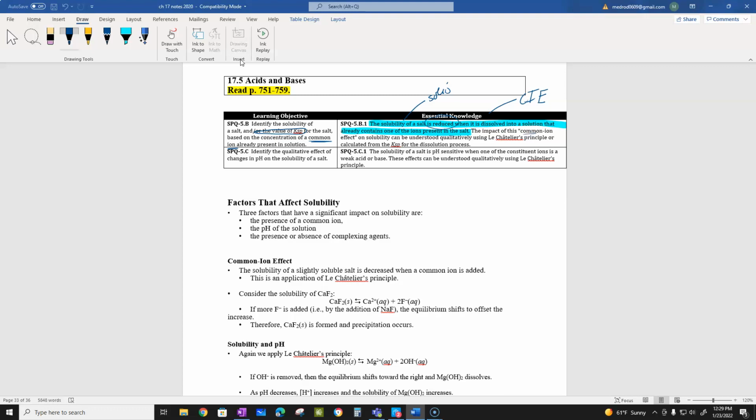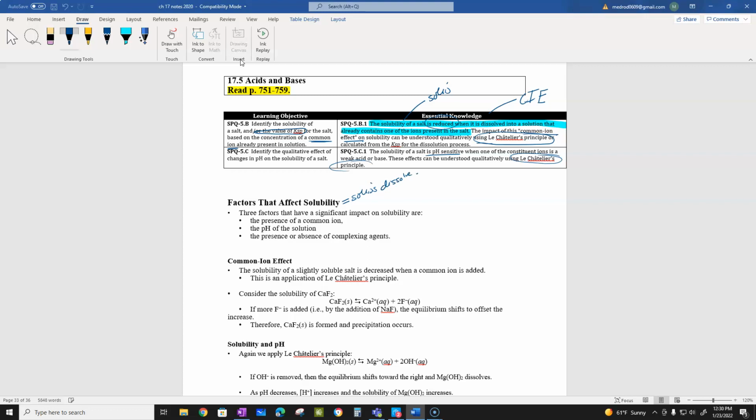The impact of this common ion effect on solubility can be understood using, and there it is again, Le Chatelier's principle, which you're going to see in just a second. The solubility of the salt is pH sensitive when one of the constituent ions is a weak acid or base. This effect can be understood qualitatively, again with Le Chatelier's principle, which we'll look at also, pH down here, okay. Factors that affect solubility, so we're talking about solids dissolving.